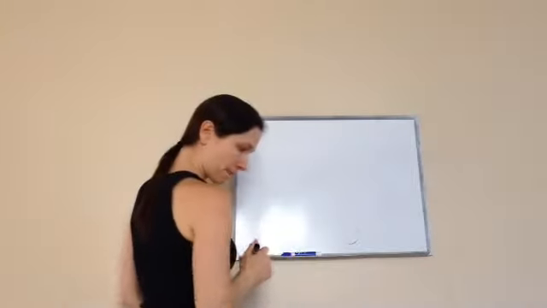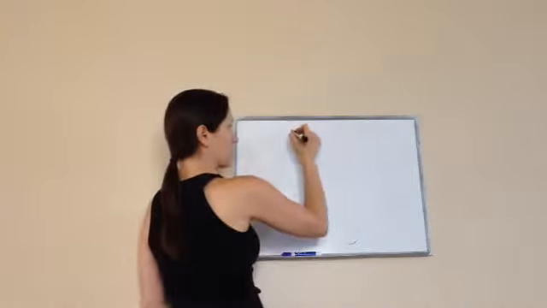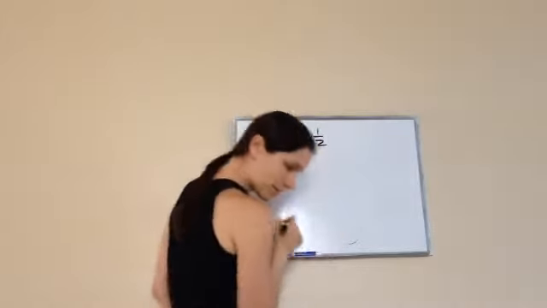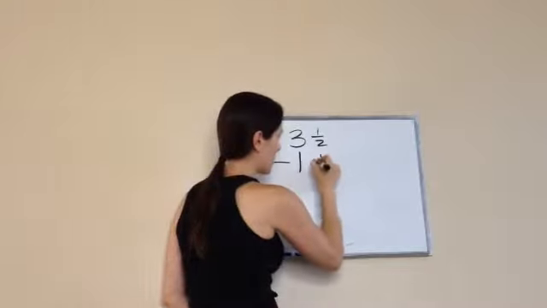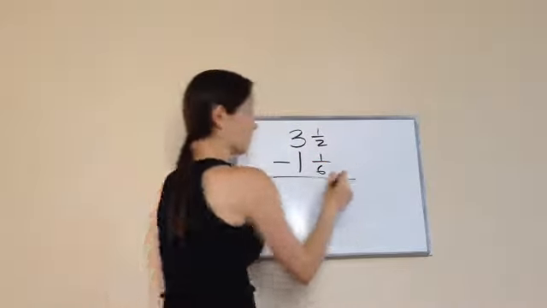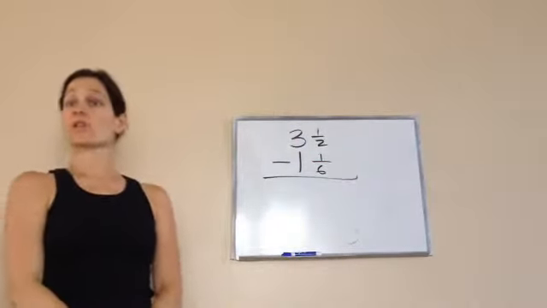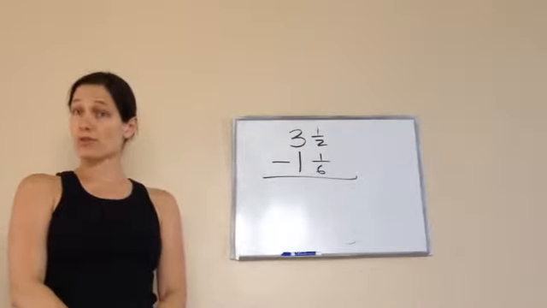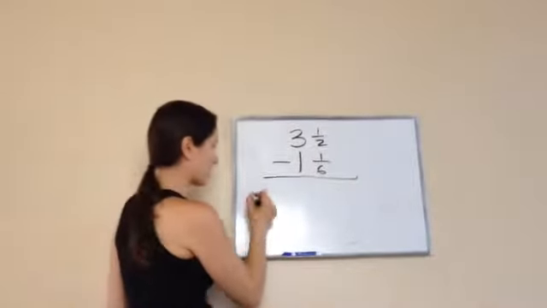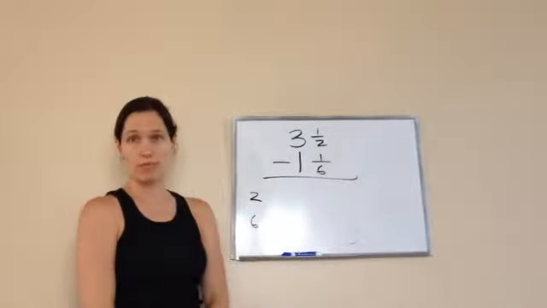Okay? They're wanting me to subtract 3 1/2 minus 1 1/6. Woo! Okay. So what am I going to do first? I'm going to take my two denominators that I'm wanting to make the same. I'm going to bring them down here, 2 and 6, for just a minute.